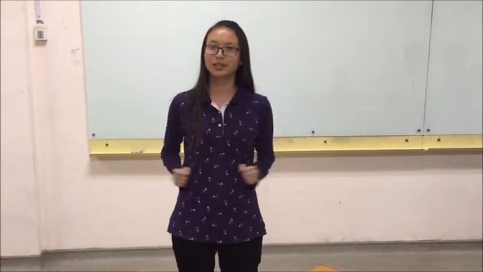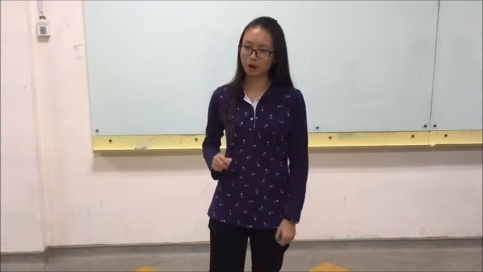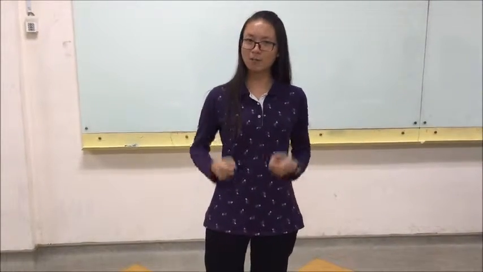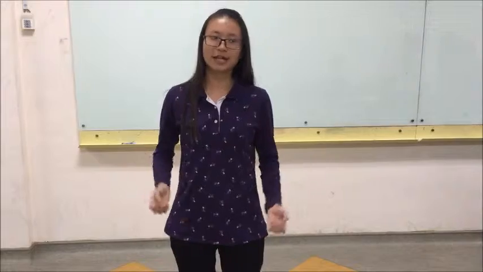Hello everyone. Today we're going to talk about multiplication of vectors. In mathematics, we learned that there is multiplication of numbers, but how about vectors? Since vectors have direction and magnitude, they are multiplied in a different way. There are two types of multiplication of vectors: cross product and dot product.